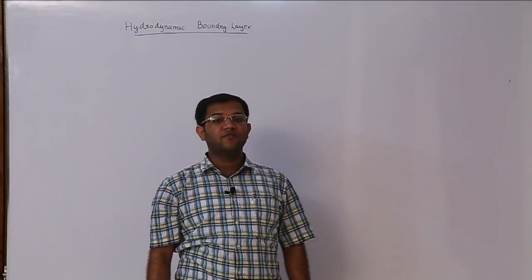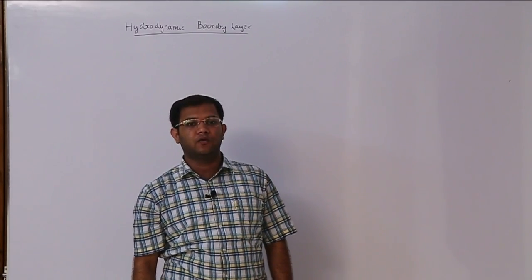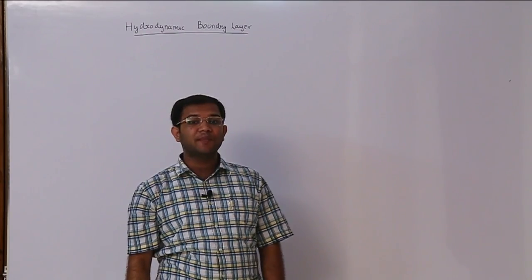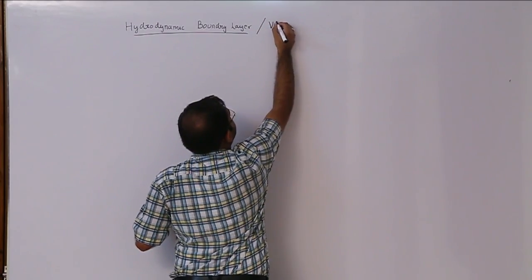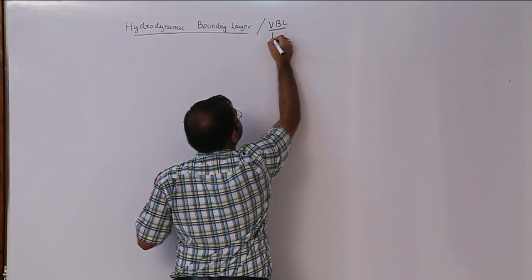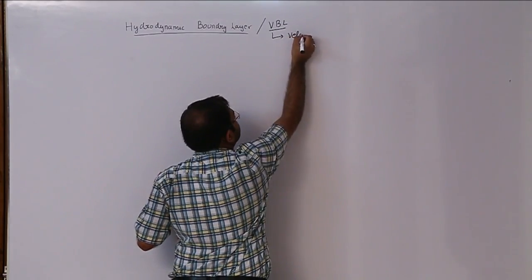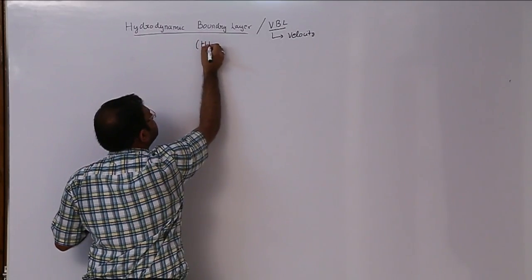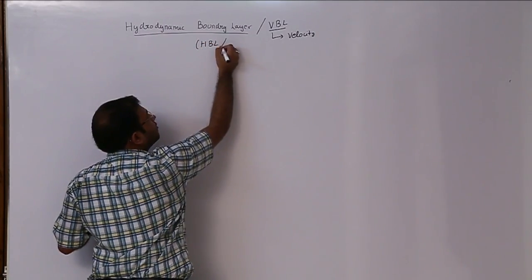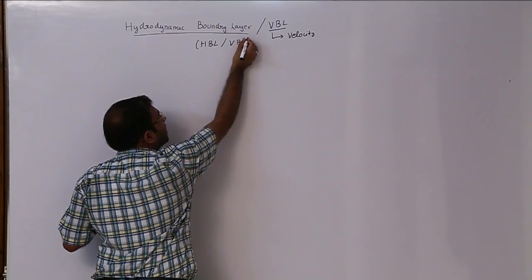Hello friends, today we are going to study hydrodynamic boundary layer. Hydrodynamic boundary layer is also known as velocity boundary layer, where this V represents our velocity. So it is known as HBL, hydrodynamic boundary layer or velocity boundary layer.